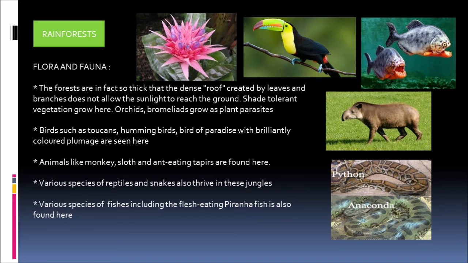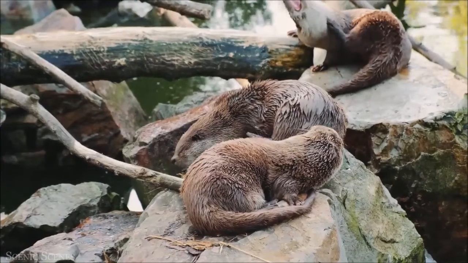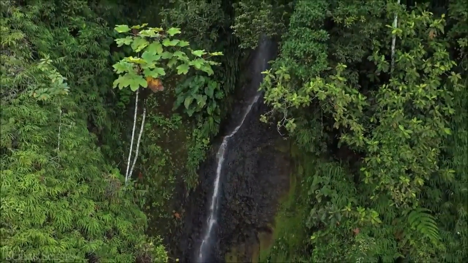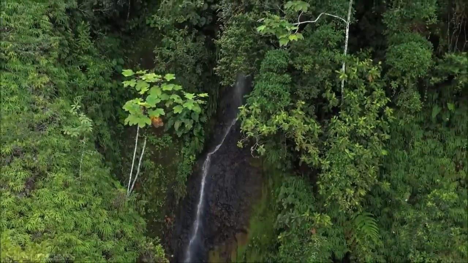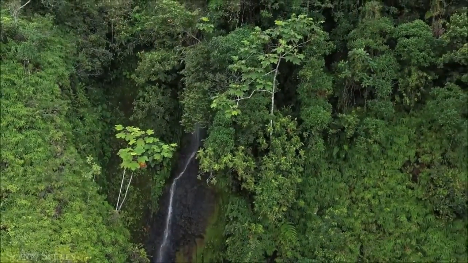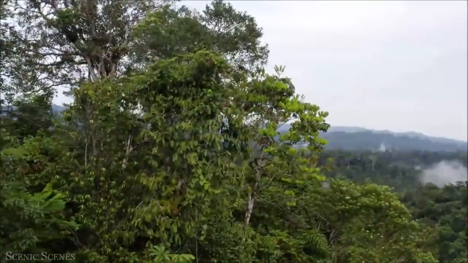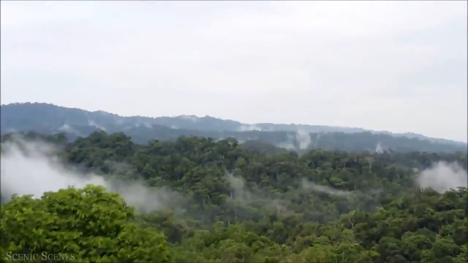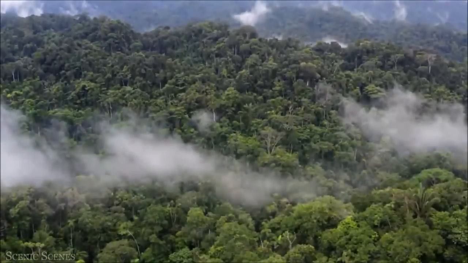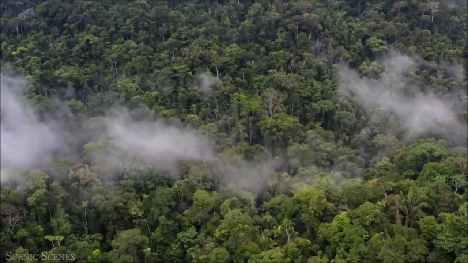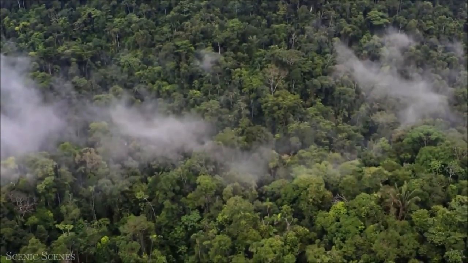Birds such as toucans, hummingbirds, and birds of paradise with brilliantly colored plumage are seen here. Animals like monkeys, sloths, and ant-eating tapirs are found here. Various species of reptiles and snakes also thrive in these jungles. Various species of fishes, including the flesh-eating piranha, are also found here.